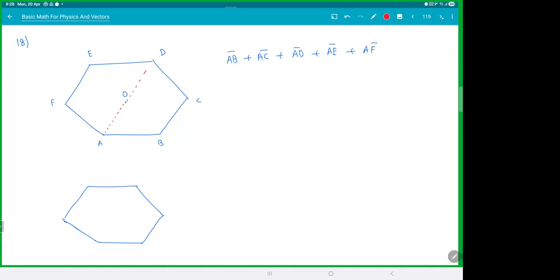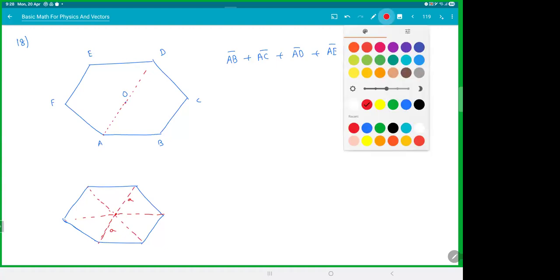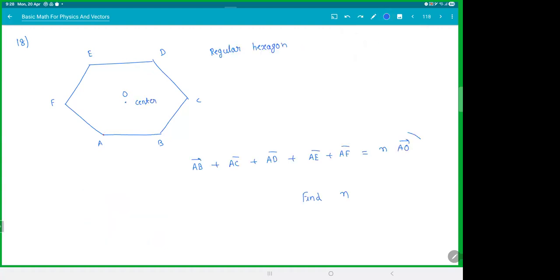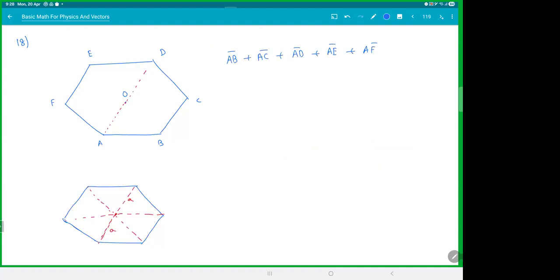So what is a regular hexagon? A regular hexagon is nothing but 6 equilateral triangles. If you join all these opposite sides, you will notice there are 6 equilateral triangles. So if this is A, this is also A. So all the sides are equal. Okay, so great. Now, understand one thing. What do you mean by A to B? You want to go from A to B, right? And it is given in the question, you want everything in terms of AO. So let's bring AO everywhere.